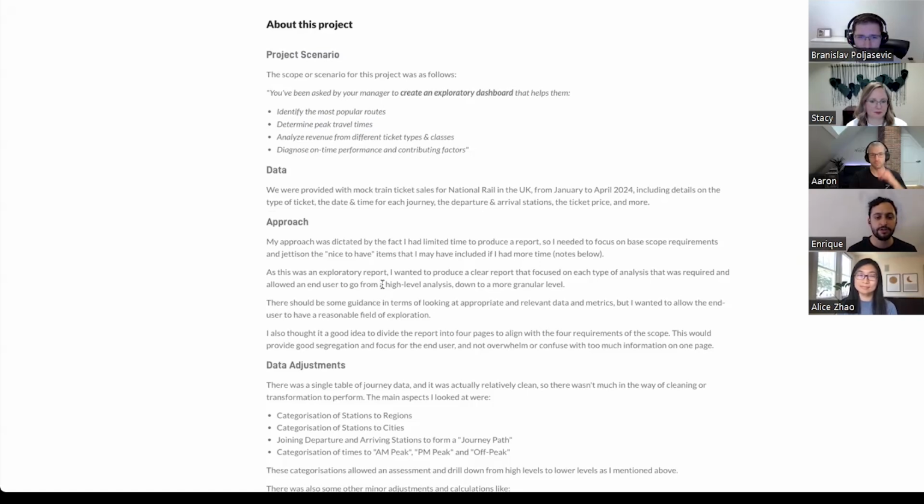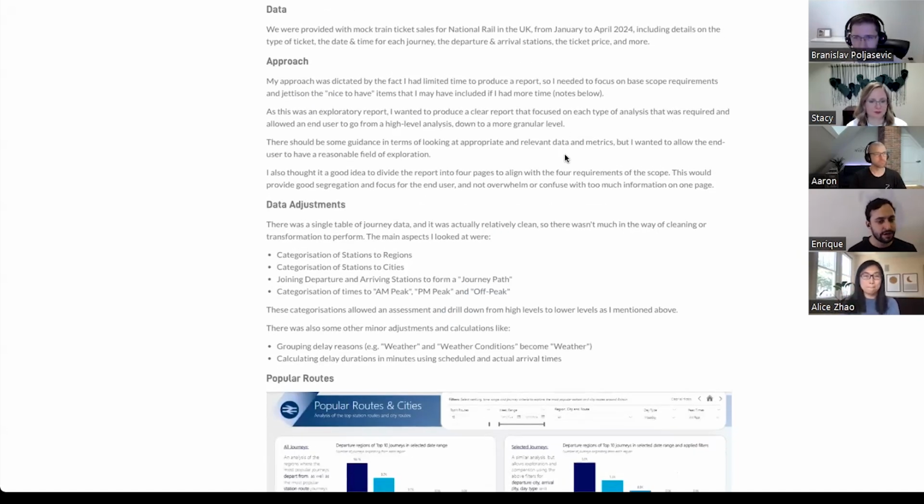He wants the end user to go from a high level analysis and then drill down to a more granular level. And he's going to divide the report into 4 pages. Again, we've seen this from other finalists, to align with the 4 bullet points that you can see here as part of the challenge prompt. Now, from there, he goes into his data prep process. And the thing that I love the most is that he categorized the stations into regions. I didn't see anyone else do that.